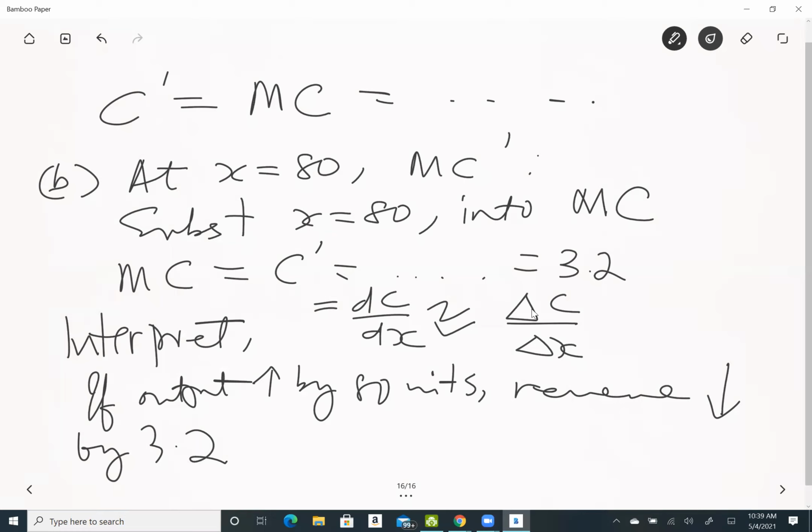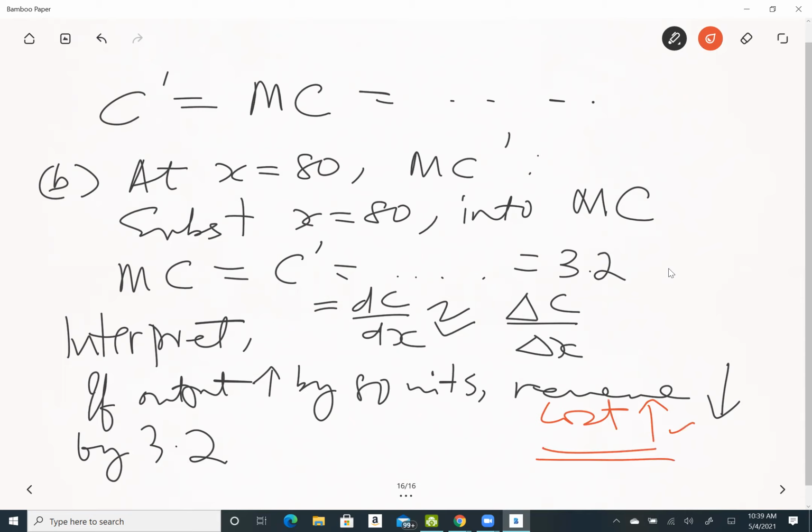Okay, somebody make the correction. Who was the last who talked? Give me the correction. If output increases by 80 units, costs will increase by $3.2. If output increases by 80 units, cost will what? Increase. Will increase by 3.2. Now we are moving in the right direction.